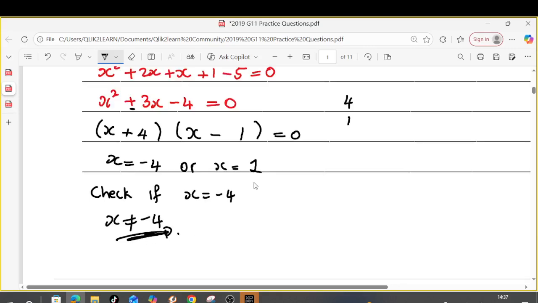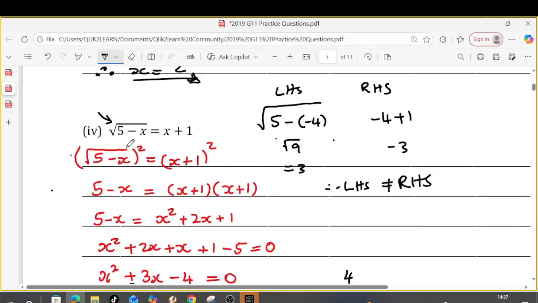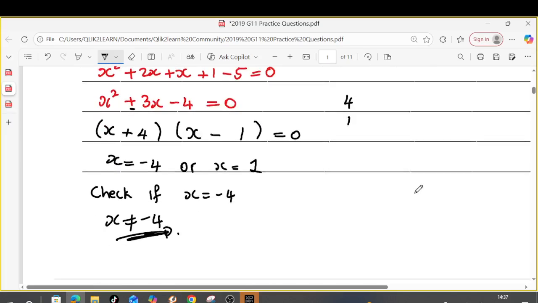What about if x is 1? We need to check. If x is 1, that will be 5 minus 1. It's 4. The root of 4 is 2. Then on the other side, we have x plus 1, which is 1 plus 1, which is 2. Can you see? Left hand side is equal to right hand side. Then x must be equal to 1. It's your final answer.